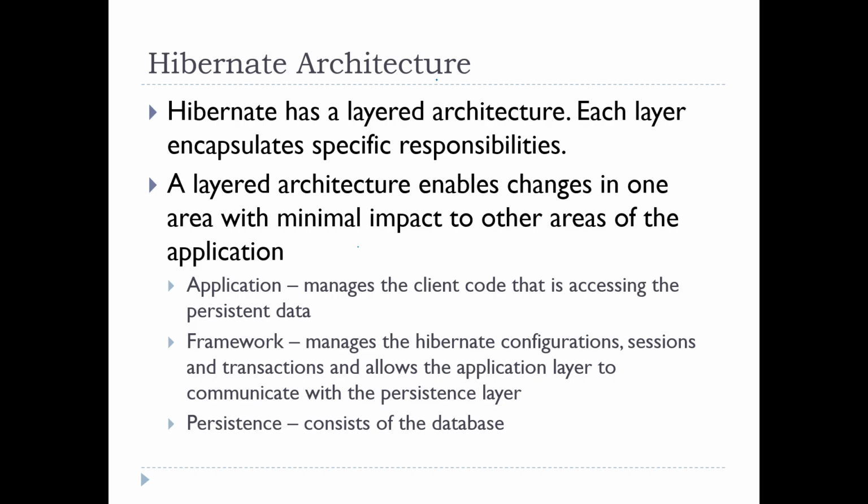So each layer is responsible for its own tasks, and there are these three layers in the Hibernate architecture: application, framework, and persistence. So the application layer will manage the client code that is accessing the persistent data. The framework will manage the Hibernate framework. It will manage the configurations, it will manage the sessions, session factory objects, and the transaction. And it will allow the application layer to communicate with the underlying layer, which is the database layer, also called the persistence layer. So the persistence layer purely consists of the database, that is, of the persistent data.